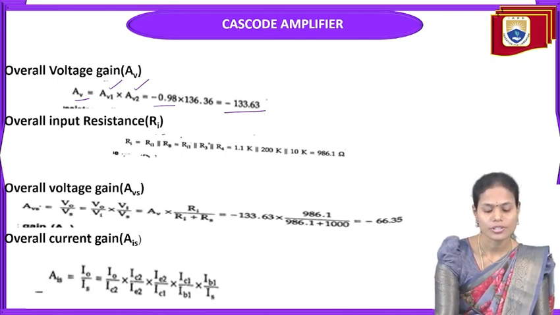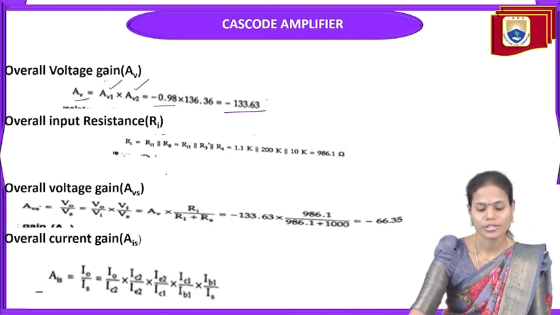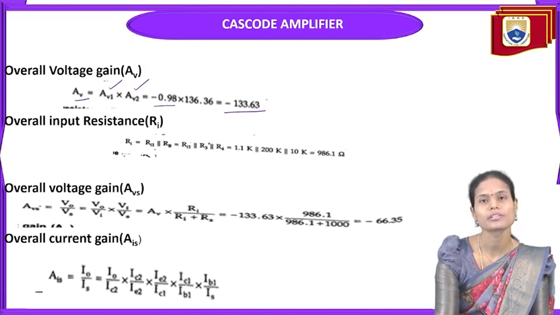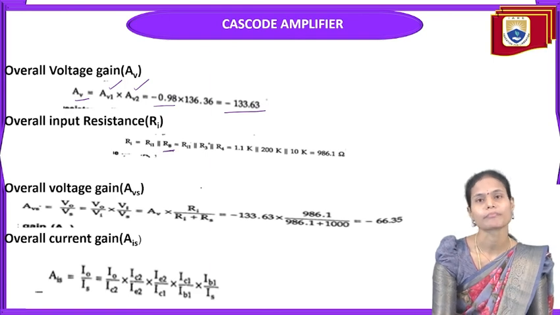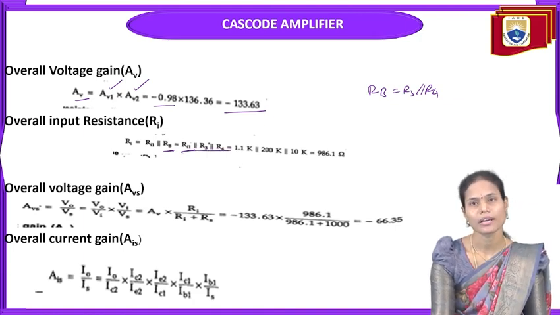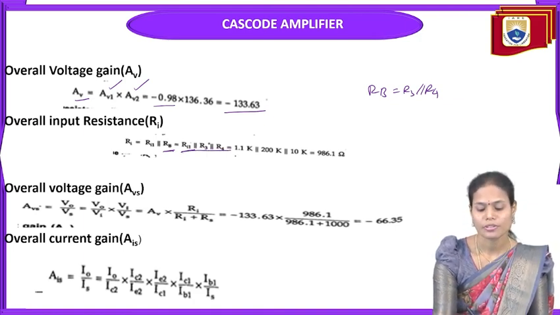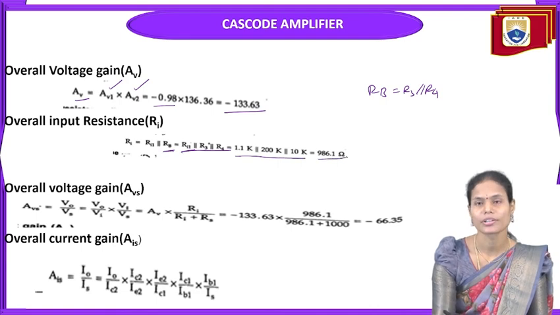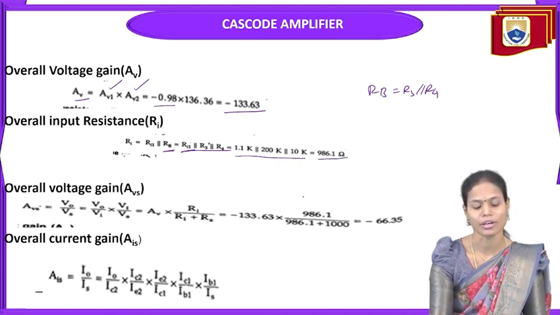And the input resistance here is nothing but input impedance of the first stage parallel with the potential divider network. So Rb is nothing but R3 parallel with R4. So that's why here we are taking Ri1 parallel with R3 parallel with R4. After substituting all the values, we will get it as 986.1.